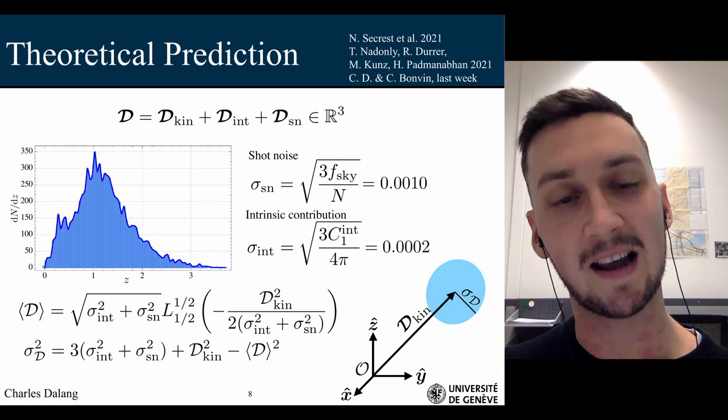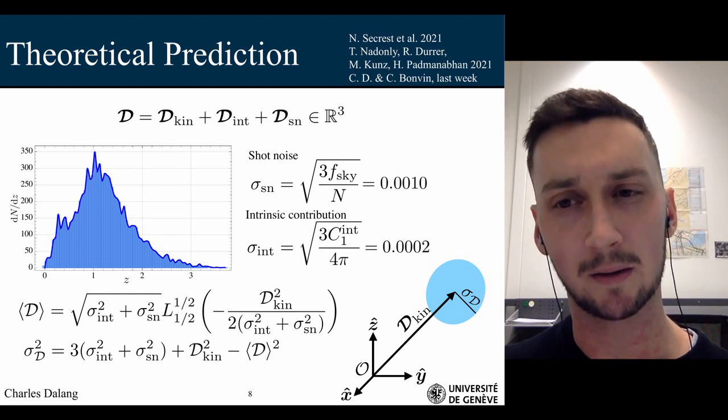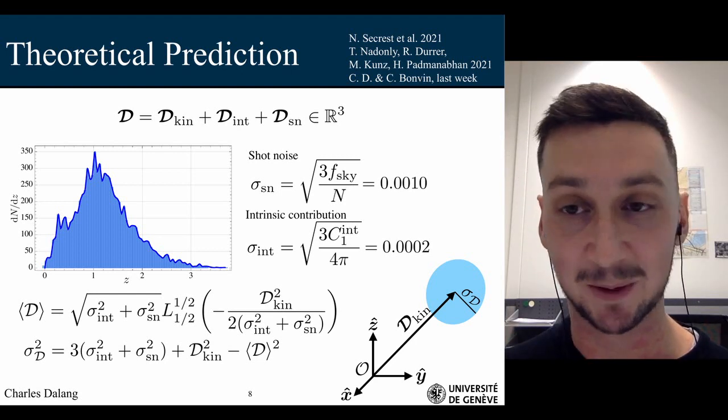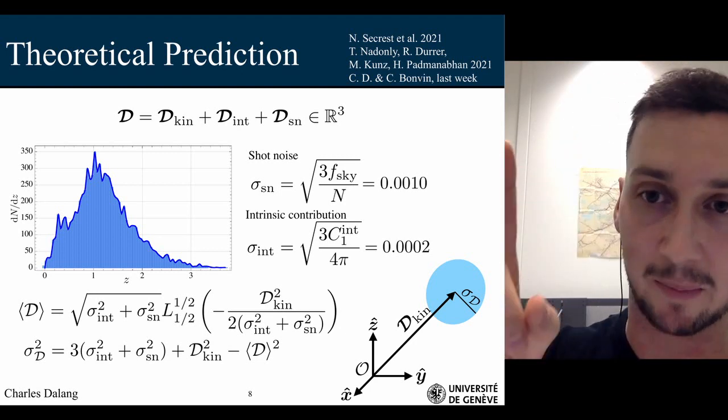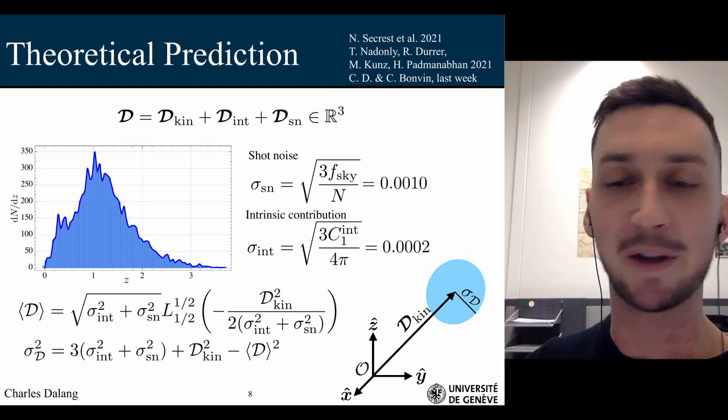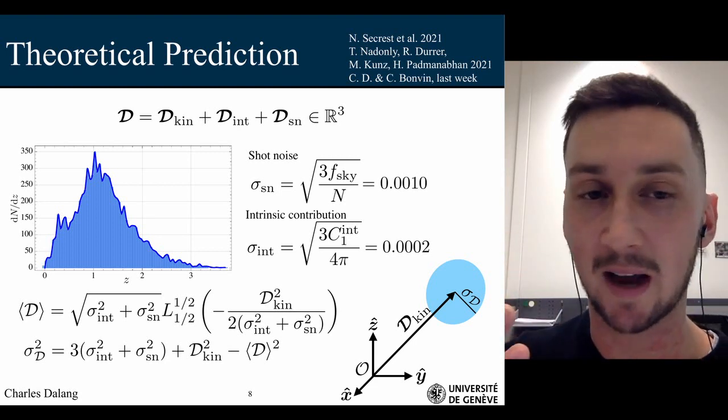This slide is slightly disconnected. It's just to say that there are some contaminations to the kinematic dipole, which are in this first line. So you have the kinematic dipole, which you expect from our own velocity. But then you also expect some intrinsic dipole in lambda CDM.